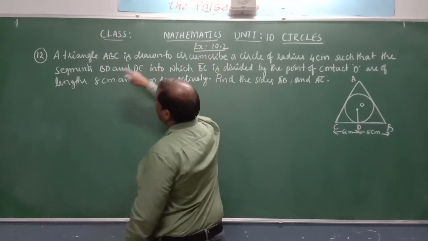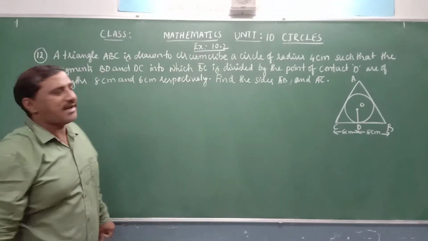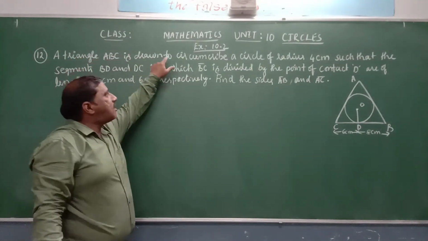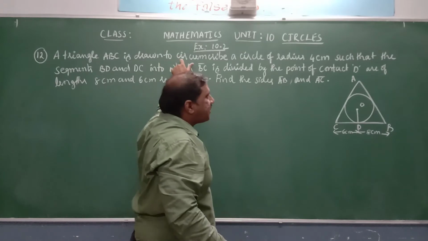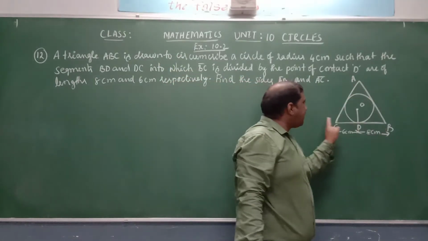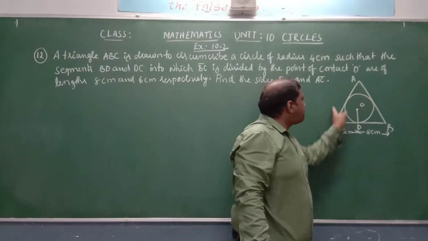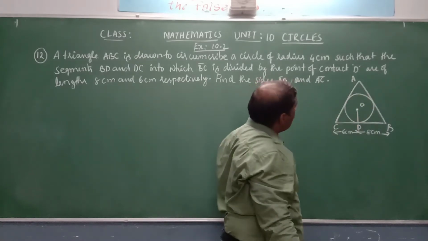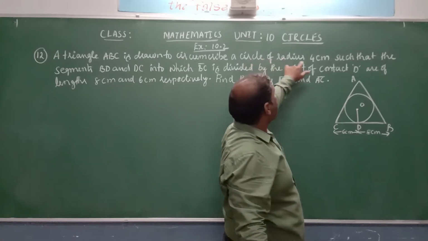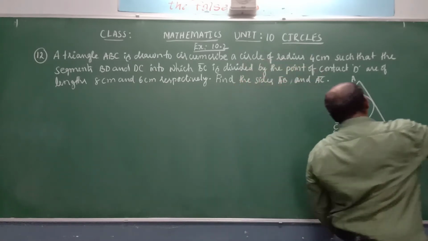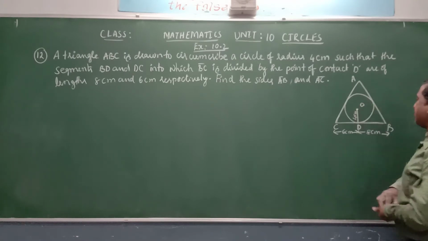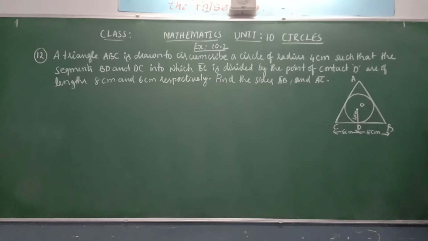Exercise number 10.2, question number 12. A triangle ABC is drawn to circumscribe a circle with center O and its radius is 4 centimeters. So here OD is equal to how much? It is 4 centimeters, and OD is the radius.